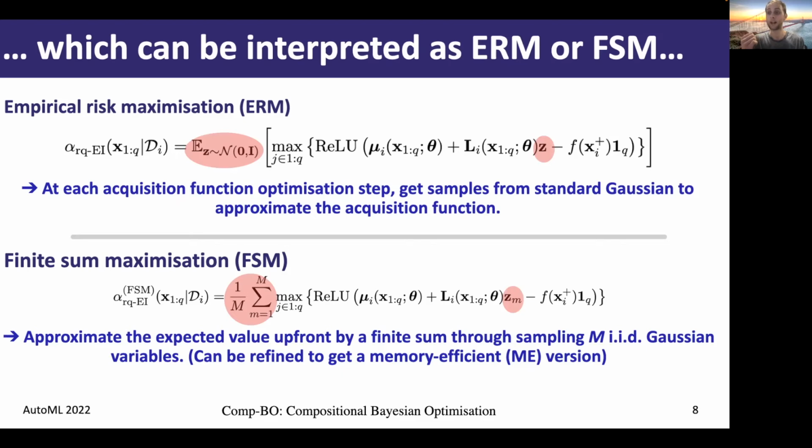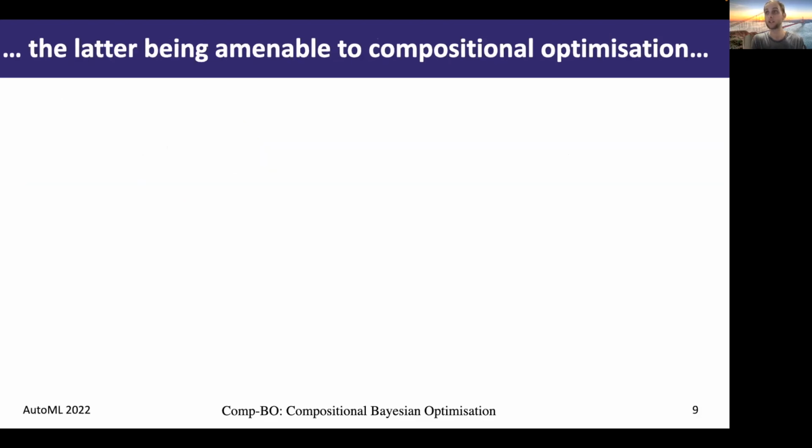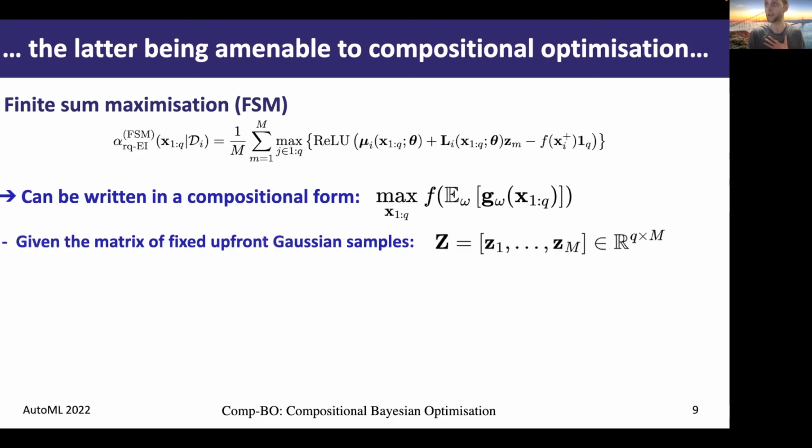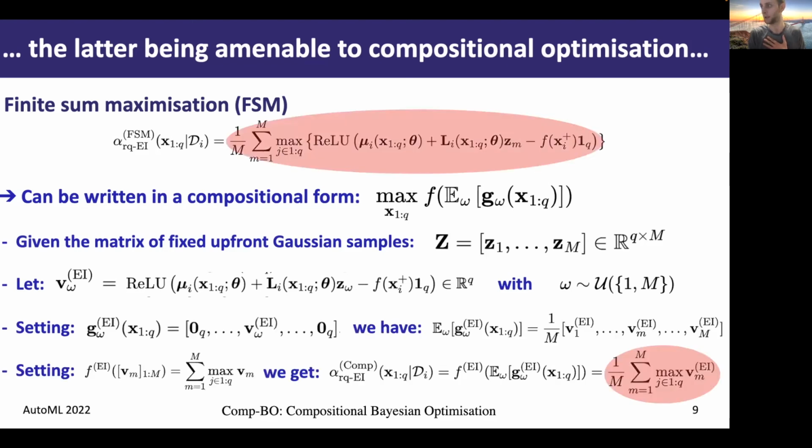And so from this finite sum maximization, what is interesting is that we show we can derive a compositional form that is amenable to compositional optimization. I won't go through all the steps of the derivation, but what we can see is that starting from this reparameterized FSM form, we can arrive at a compositional form of this shape. So the problem would become a maximization over x of f of the expected value over a random variable omega of g of omega of x. And so, as I said, I won't go through this, but we get the same formulation here, and we have this nested form that we can optimize using compositional optimizers.